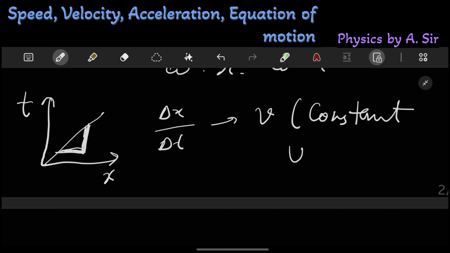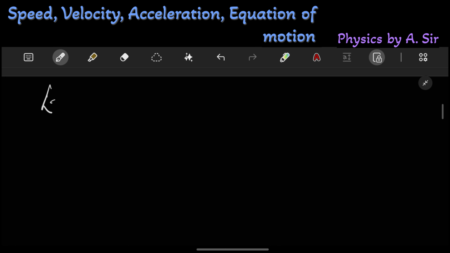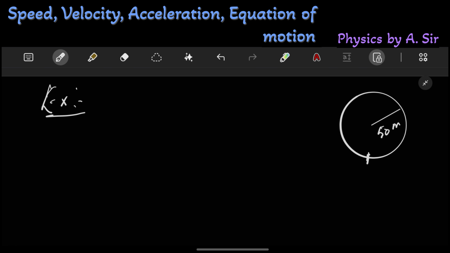Constant velocity means velocity is not changing with time. Further, now let's take an example of a runner running around in a circle. So this is a circle, and the track radius is 50 meter, let's say, and a runner runs around this circular track of radius 50 meter and comes back to the starting point. Let's say this is the starting point of this circle, A, and this runner is running like this.